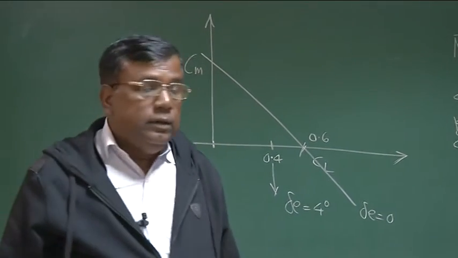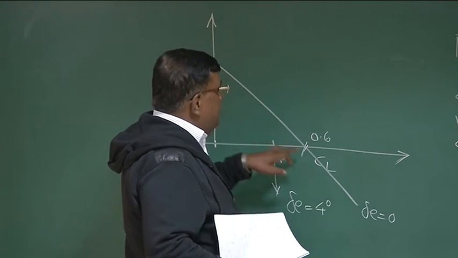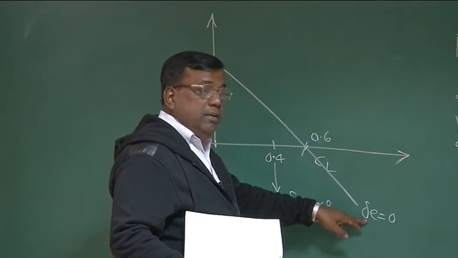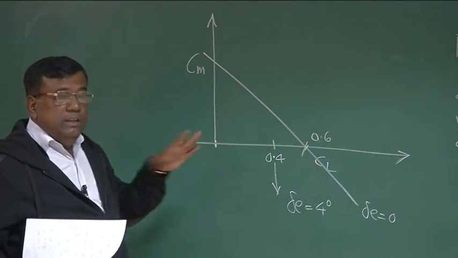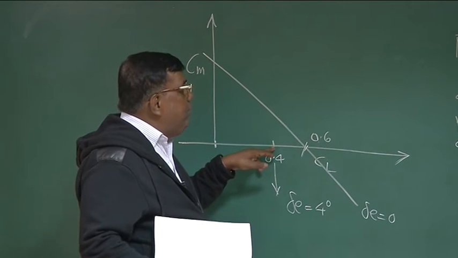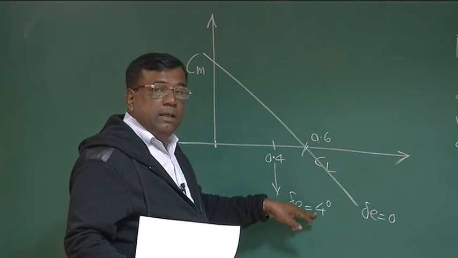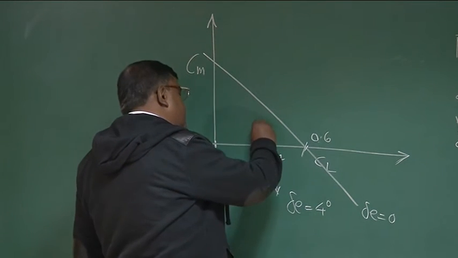Is this clear? First, when the aircraft was trimmed at CL equal to 0.6, we didn't require any delta E, delta E was 0. But for the same configuration, nothing has changed, no CG has changed, the same aircraft, when we were trying to trim at 0.4, then the delta E required was 4 degree down. So that is the understanding.